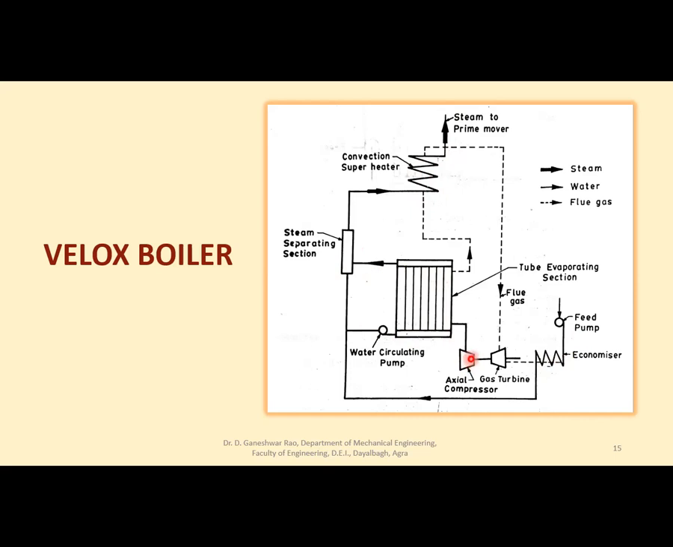Now, what is the main purpose of this axial compressor? This is run by the waste gases through this turbine, and this axial compressor takes the air and at a high pressure sends it into the evaporating section, just to help in the conversion of vapor into steam. The size of the Velox boiler is limited to 100 tons per hour.